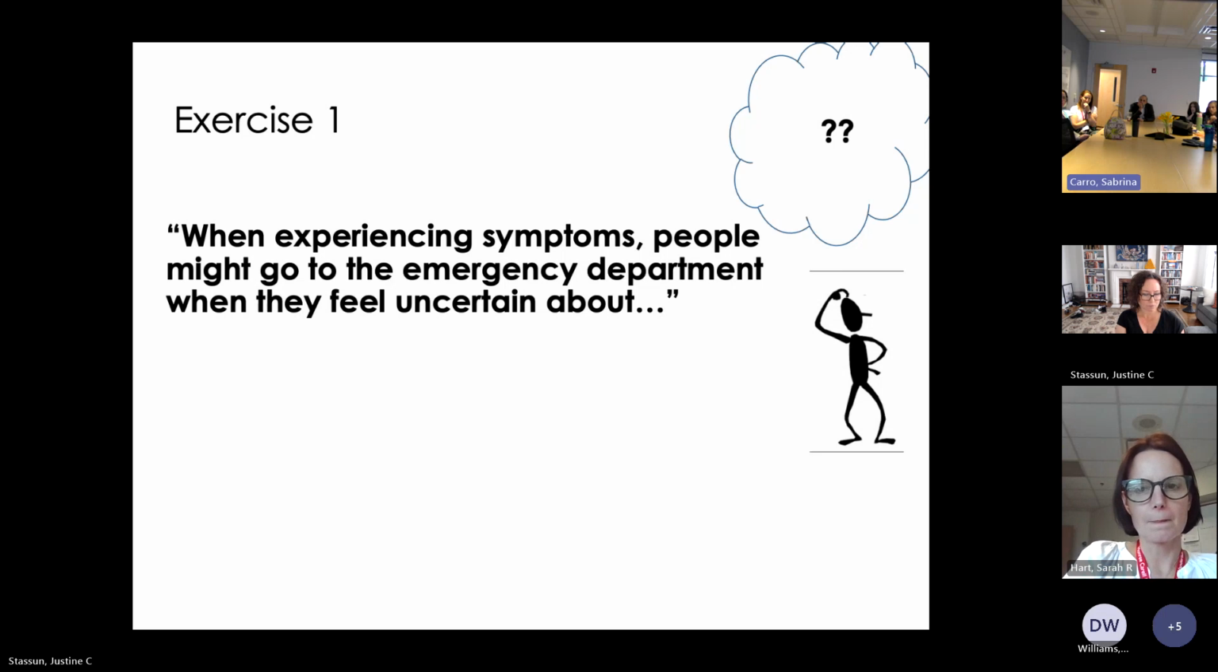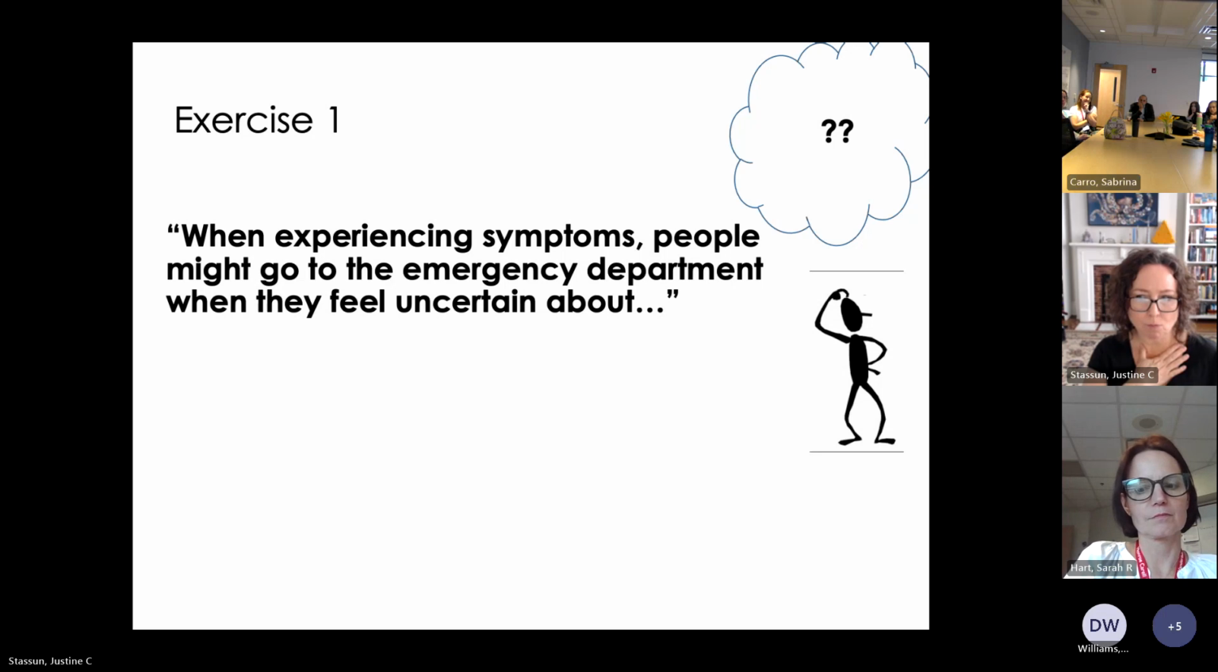The diagnosis, right, what's my diagnosis? Severity, how serious is it? What's going to happen next. What's going to happen, right? Can this make me better? Is there something that can make me better? Right, am I going to get better? Can I make someone else worse? Right, am I endangering someone at home?